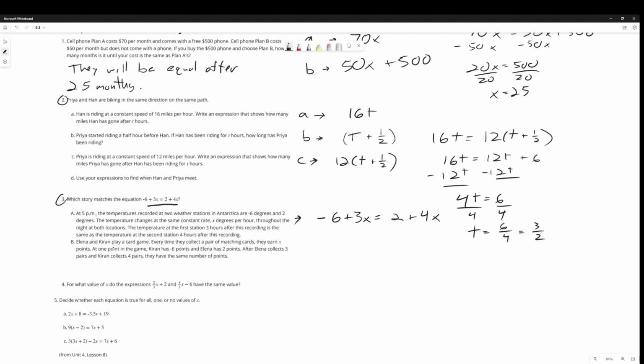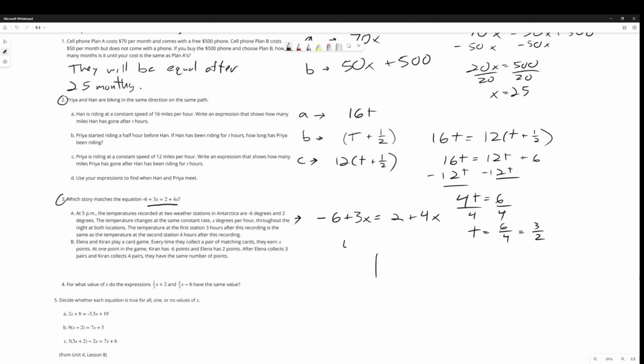So Elena and Kieran play a card game. Every time they collect a pair of matching cards, they earn X points. At one point in the game, Kieran has -6 points, and Elena has 2 points. After Elena collects 3 pairs and Kieran collects 4 pairs, they have the same number of points.